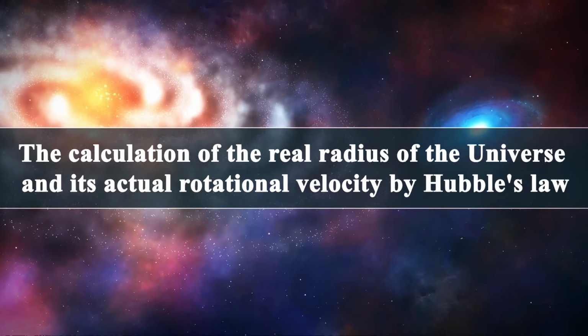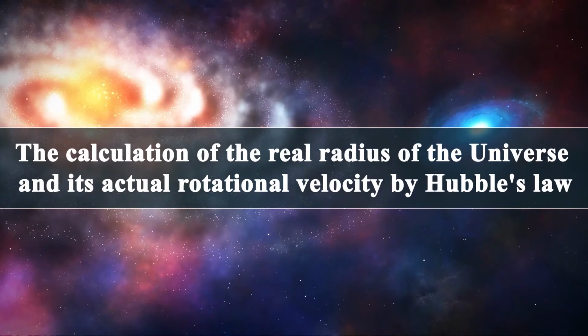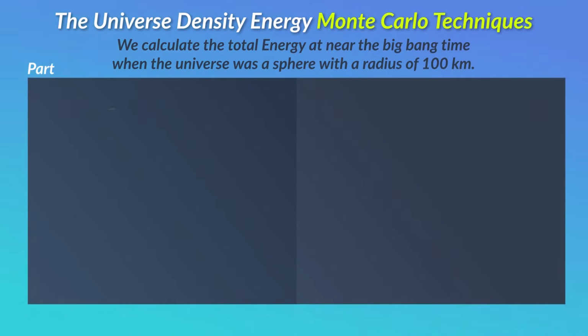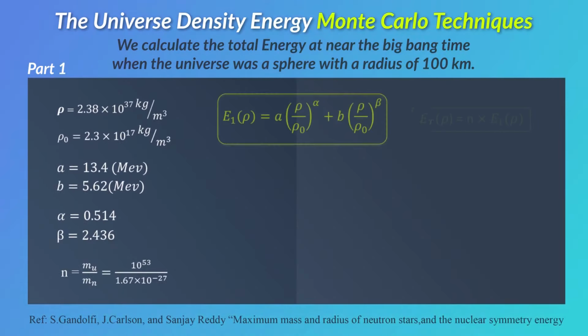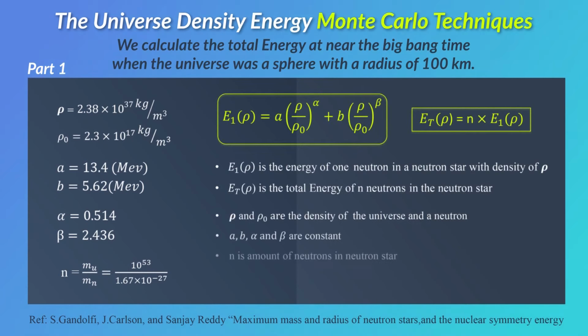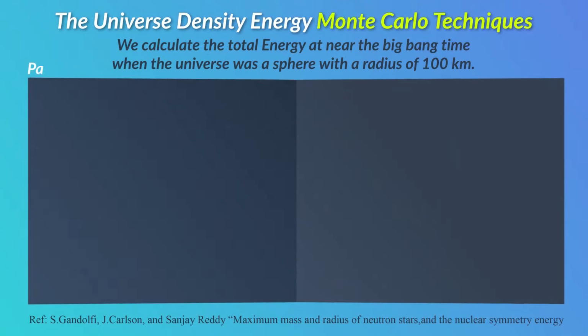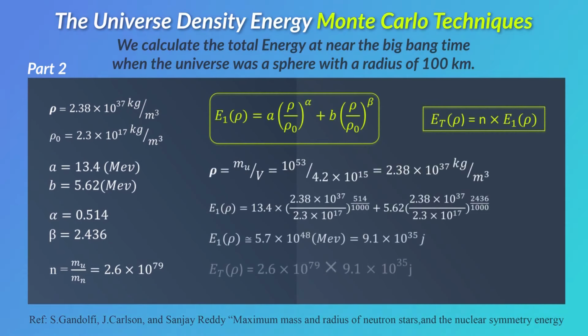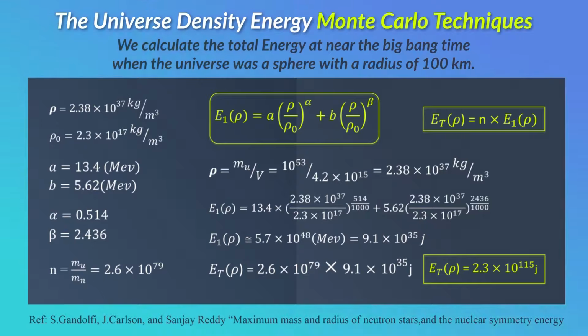The calculation of the real radius of the universe and its actual rotational velocity by Hubble's law. The Big Bang energy can be calculated by the Monte Carlo method. For further considerations, we consider the total energy equal to 10 to the power of 110 joules. So we can write the following relations.